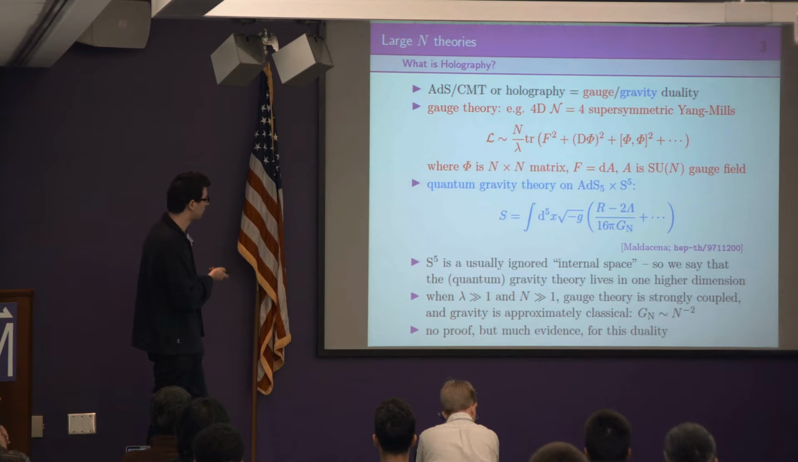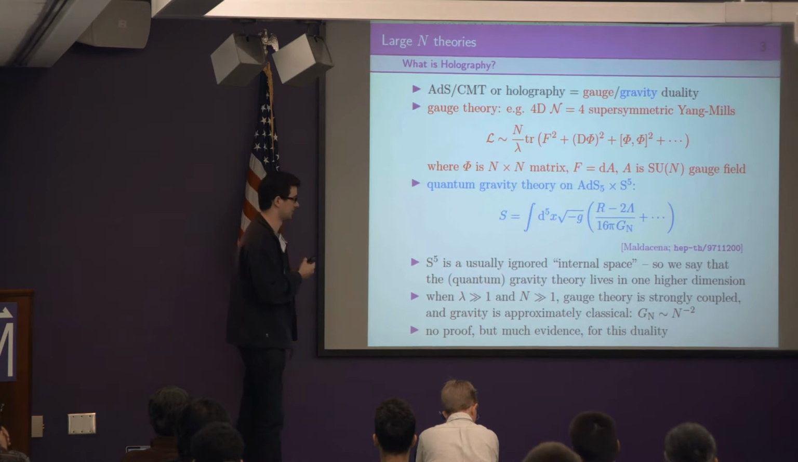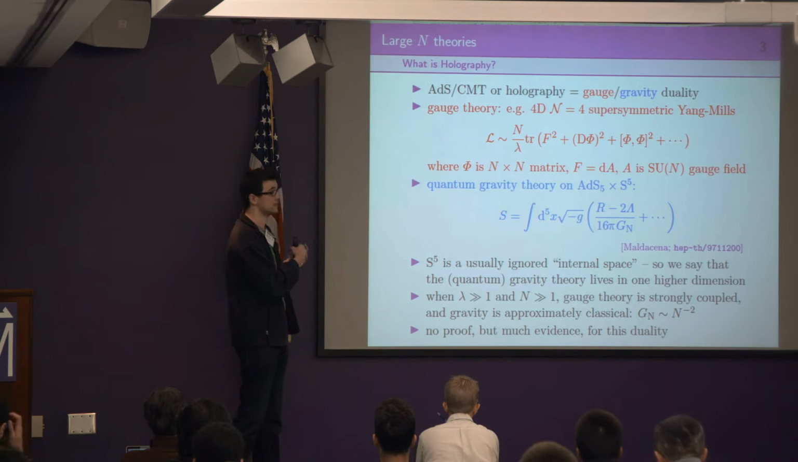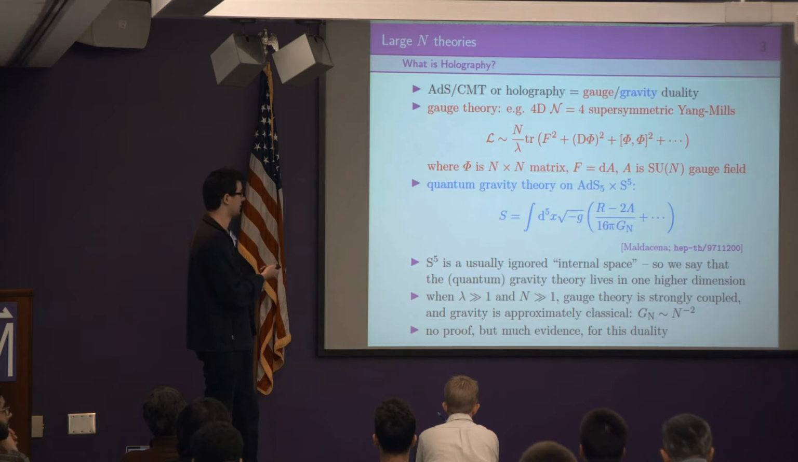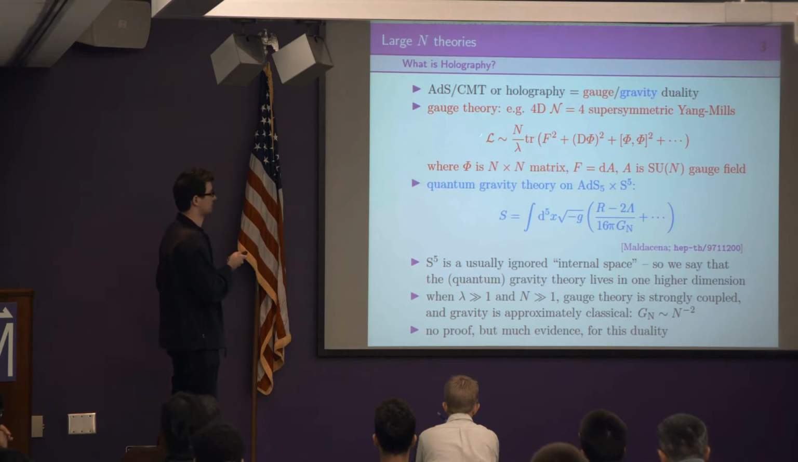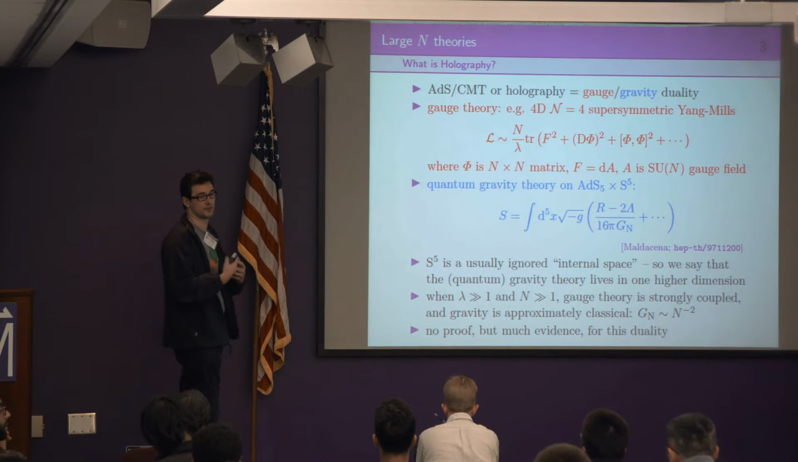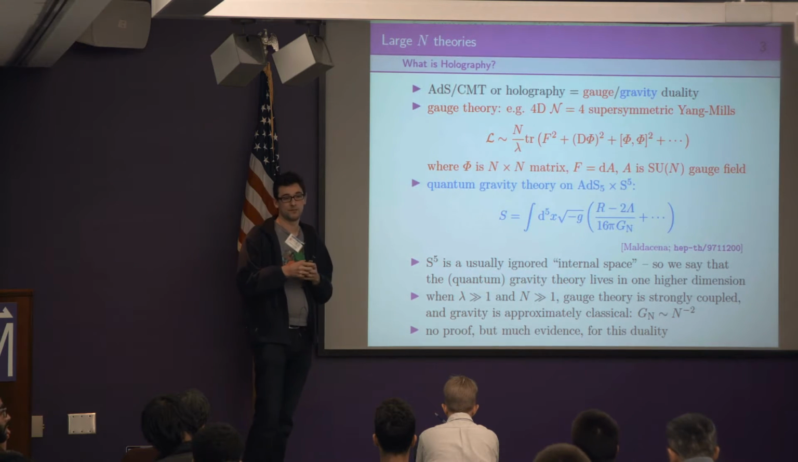Anyway, there's no proof of this duality, but there's a lot of evidence for it. I'll show some of the evidence, at least heuristically, for why we believe this duality is true. But there are also some systematic checks that you can do on this side and this side in various string theoretic versions.